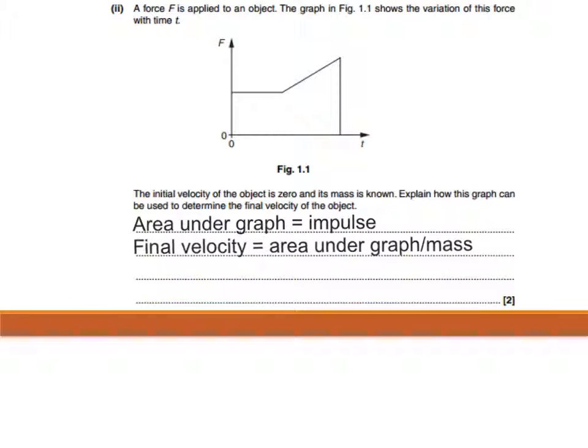Force F is applied to an object. The graph in figure 1.1 shows the variation of this force with the time t. The initial velocity of the object is 0 and its mass is known. Explain how this graph can be used to determine the final velocity of the object. So the area under the graph is equal to the impulse. So the final velocity is the area under the graph divided by the mass.